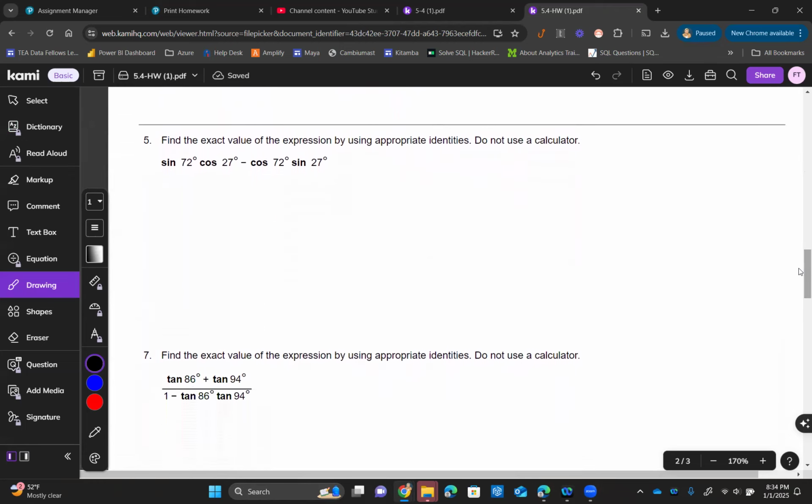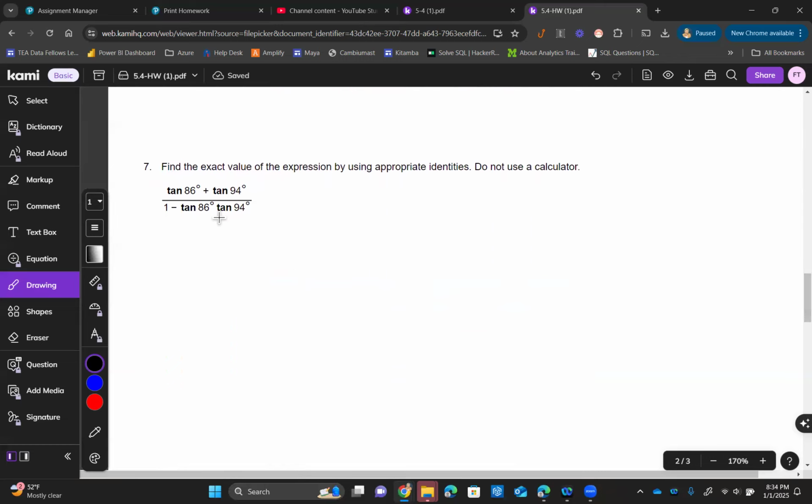For number 5, if it is sine cosine, we know that this is a sine problem because the cosine formula is cos cos and sine sine. So this is sine, and the first angle is 72, and the second angle is 27, and it has to be a minus because we have a minus in the problem. You just have to find this subtraction and find the exact value for sine of that angle.